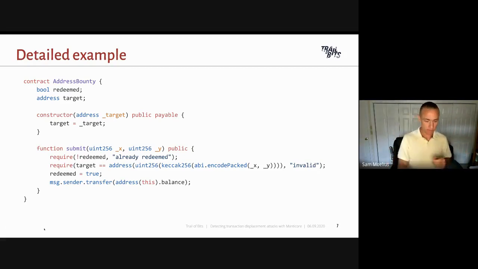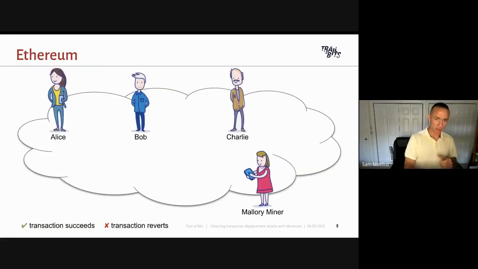Okay, so this contract is pretty simple by Ethereum standards, but it's actually overly simple in that it is susceptible to a transaction displacement attack. And the flaw is actually in the design of its API. All right, so I'm going to walk through this in some detail.